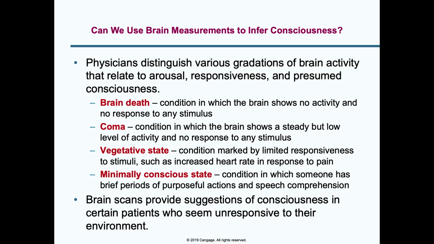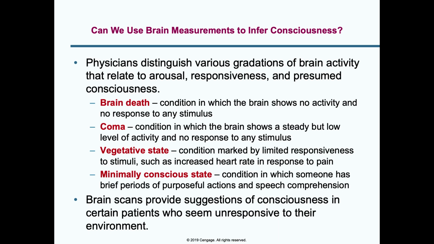This gets into the nitty gritty of what we mean by brain activity. The category of brain activity relates to items such as arousal, responsiveness to things, whether it's voices or actions, and then presumed consciousness. Do we think that consciousness actually is occurring? So these four items in red, brain death, coma, vegetative state, and minimally conscious state, have to do with activity in the brain, from least to most, if you think of it as a transition.